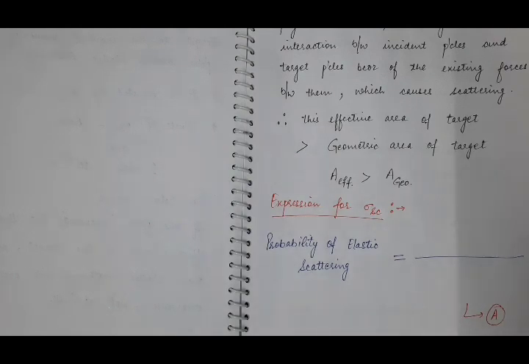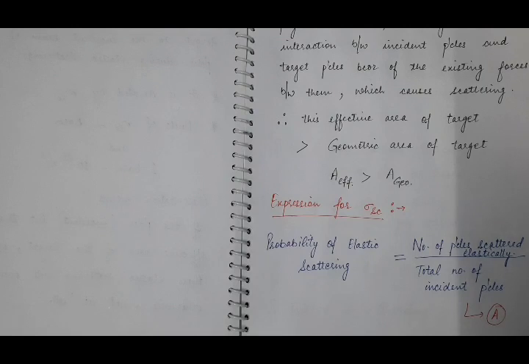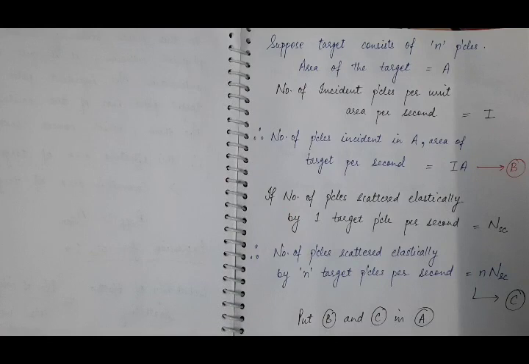So what will be its definition? It will be the ratio of the number of particles suffering elastic scattering to the total number of incident particles. So this probability of elastic scattering is the ratio of the number of particles which are undergoing elastic collision to the total number of incident particles.